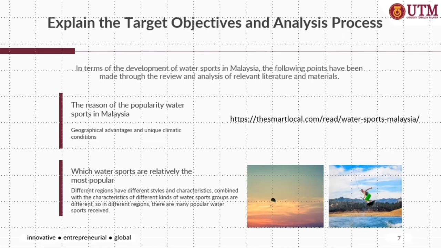Why are water sports popular in Malaysia? Malaysia is located at the center of the coast where two continents and two oceans intersect. Most of the time, it's calm here, as it's located near the equator. It has a tropical rainforest climate and a tropical monsoon climate. The temperature changes very little in a year, and the average temperature is between 26 and 30.